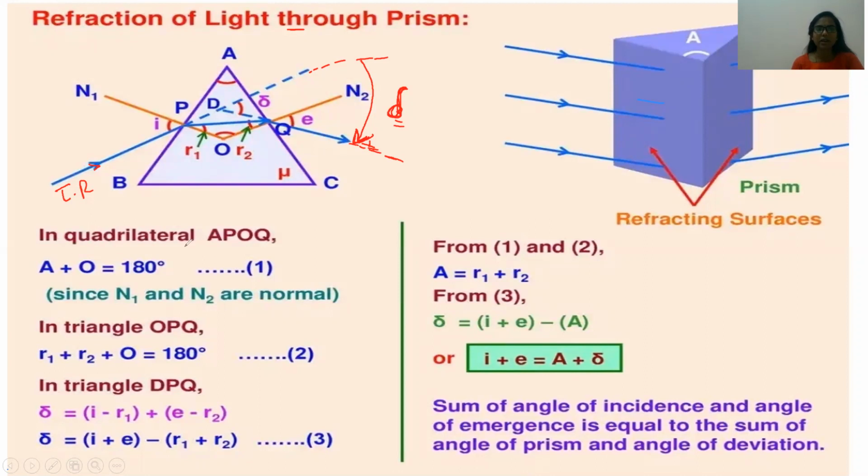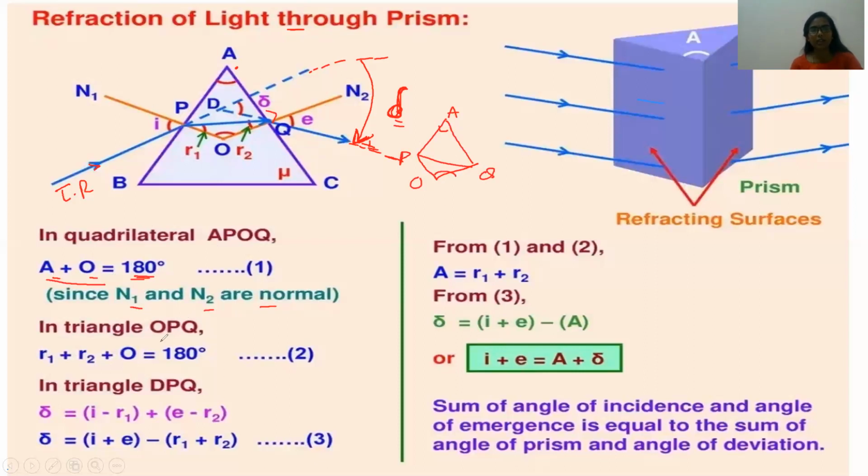Let us first imagine a quadrilateral. You are observing here, no? A, P, O, Q. This is a quadrilateral, looking like this: A, P, here is O, and here is Q. Do you understand this quadrilateral? Here angle I and angle O sum to 180 degrees, because since N1 and N2 are the two normals, they are perpendicular to the surface, right? So we can take I plus A plus O is equal to 180 degrees. Let us take this as equation 1.